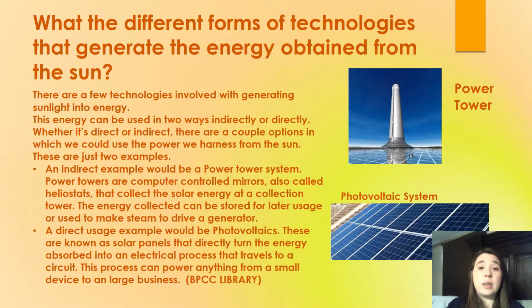An indirect example would be the power tower, which is computer-controlled mirrors, also called heliostats, that collect the solar energy at a collection tower. The energy that is collected can be stored for later usage or used to make steam that drives a generator. A direct example would be the photovoltaic system, which is the solar panels that you normally see outside of houses or businesses.